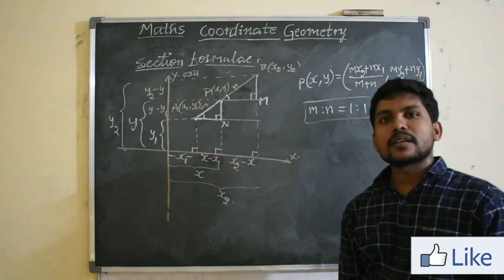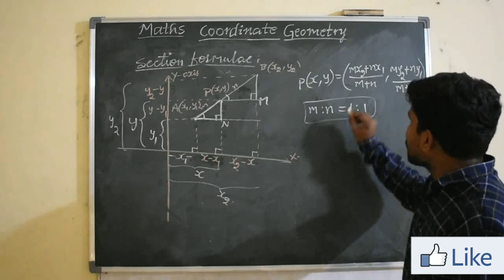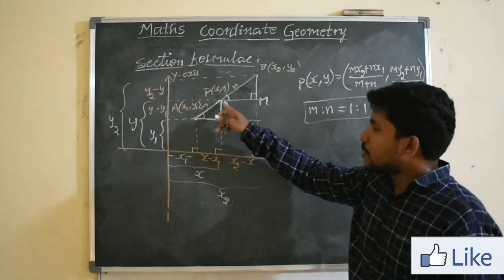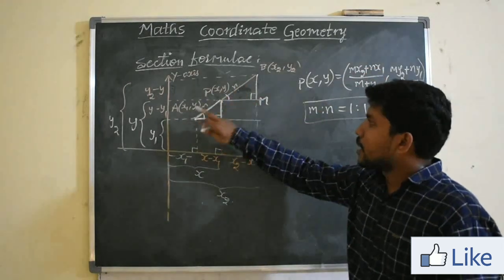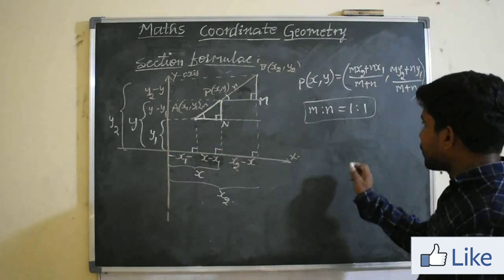That is, it is called a midpoint. So we will check how to find the midpoint of a line segment joining 2 points A and B.